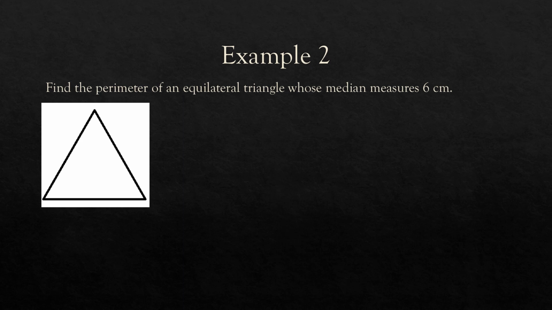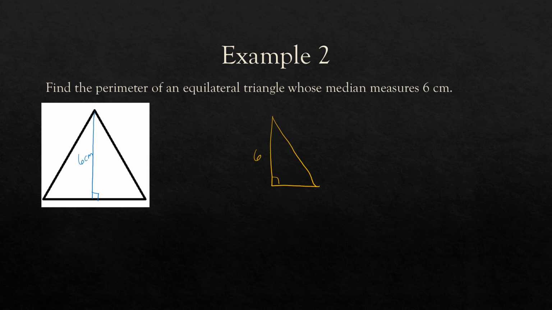Next, this one: find the perimeter of an equilateral triangle whose median measures 6 centimeters. What is the median of an equilateral triangle? Well, in an equilateral triangle, it's also going to be my altitude. When I draw this in here, I know this is 90 degrees, so I have a right triangle. This looks good.